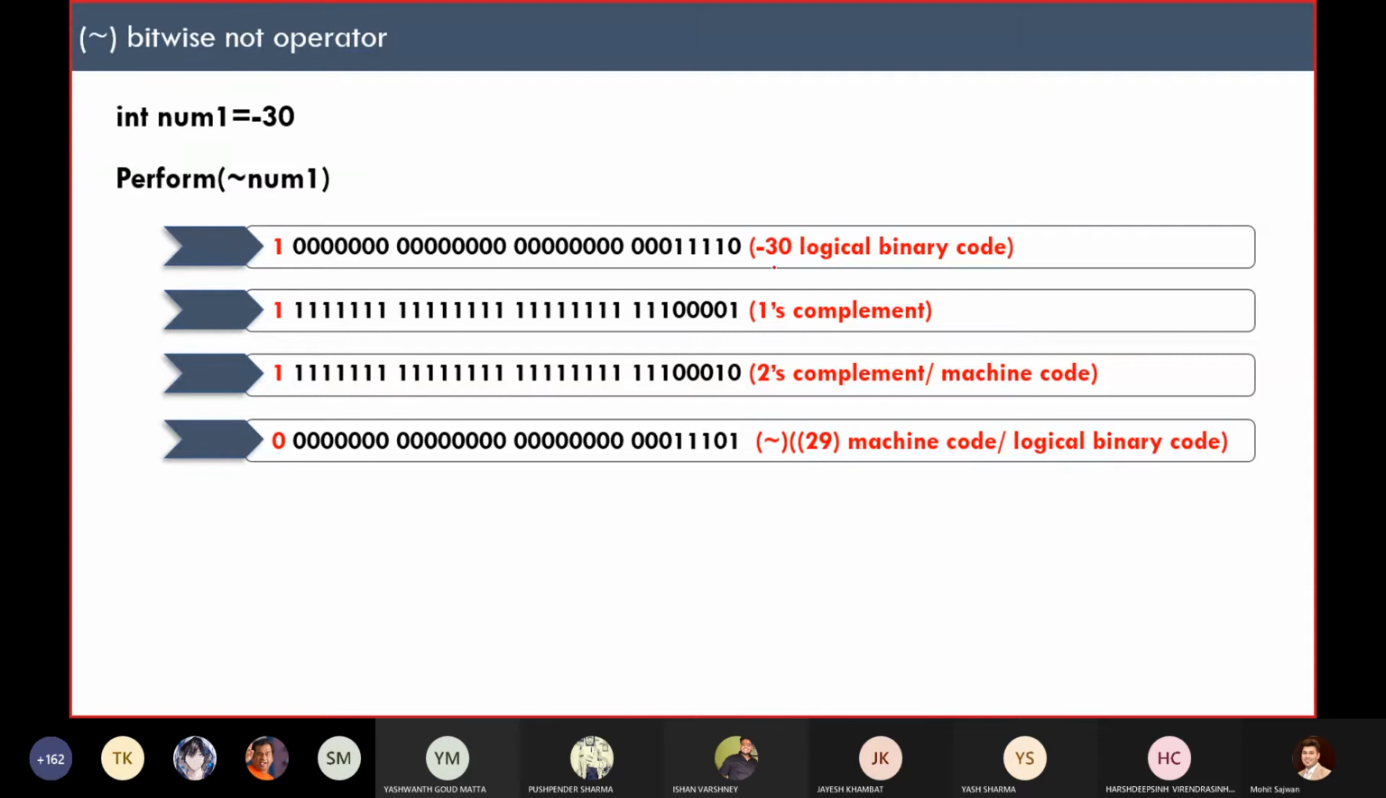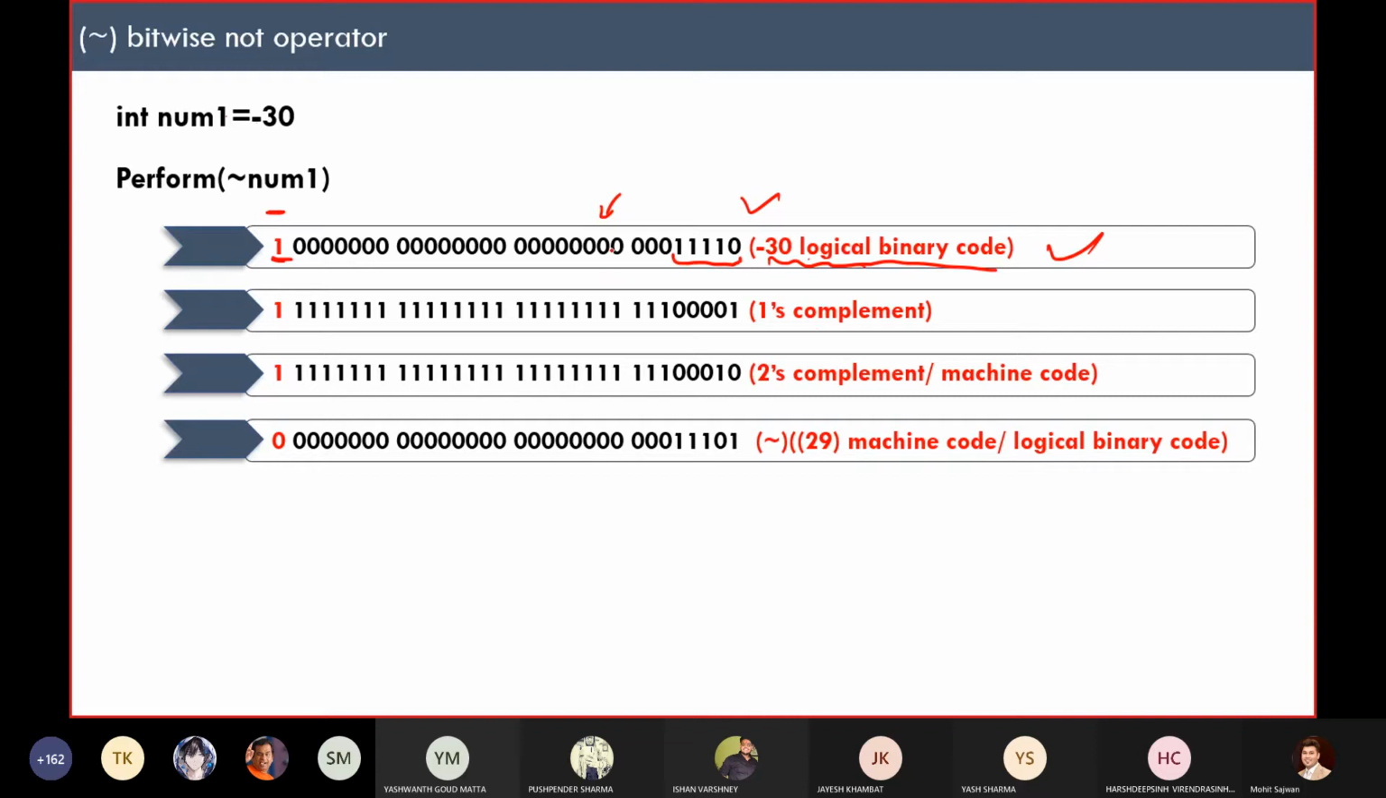See, -30 is represented in binary code like this. Okay. This is the representation of -30. Here 1 represents that this is a negative number. The rest of the bits represent your value part. So logically, if I ask you to convert -30, this is the answer you will get. Okay. But in our Java compiler, -30 is stored in the form of 2's complement.